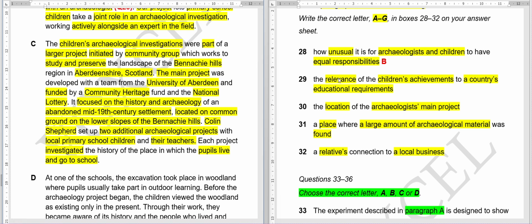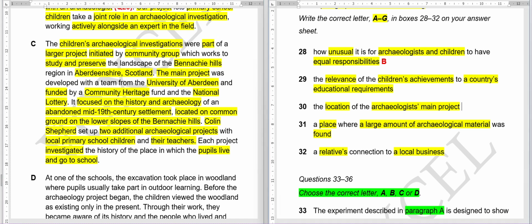So 28th we have done. 29th, the relevance of the children's achievement to country's educational requirement. Is there any mention of any educational requirements or children's achievement and they are linked? Something like that? No. So this cannot be our answer. 30th, the location of archaeologists' main project. Is there any mention of the main project of archaeologists and the location where it is being conducted or where it is taking place? Yes, this is our answer.